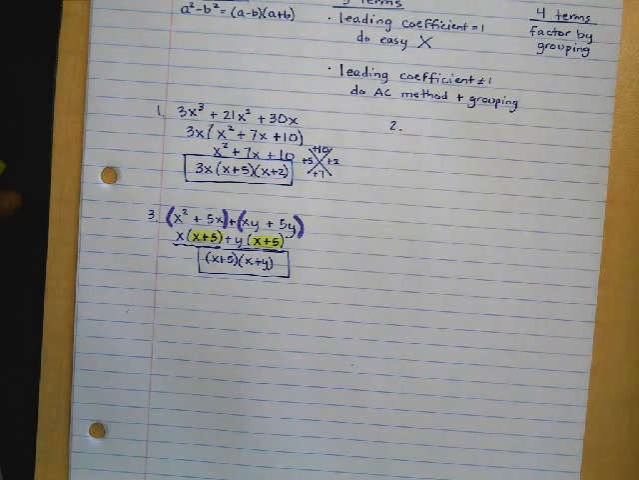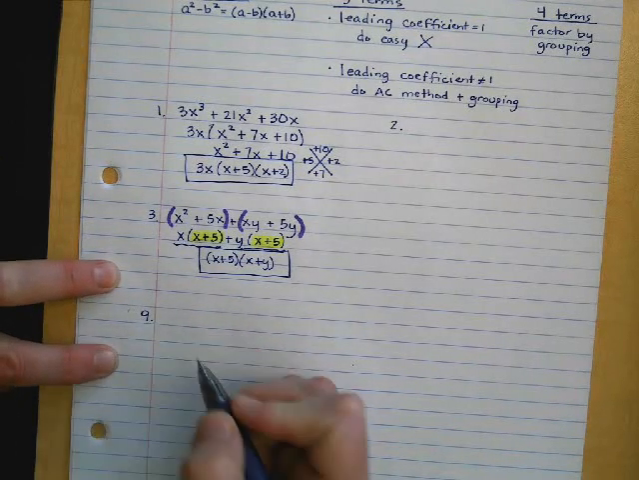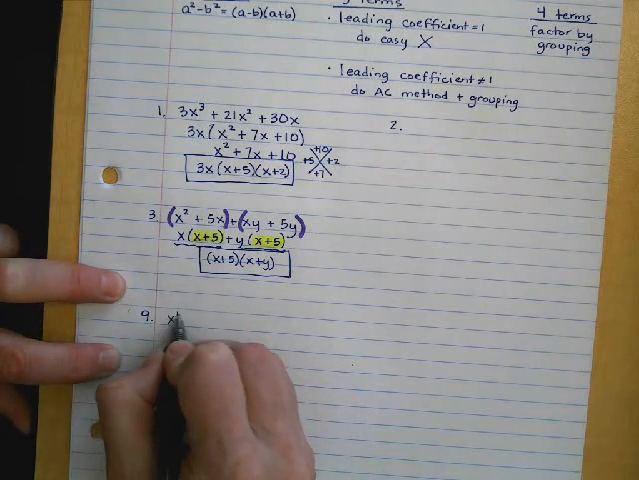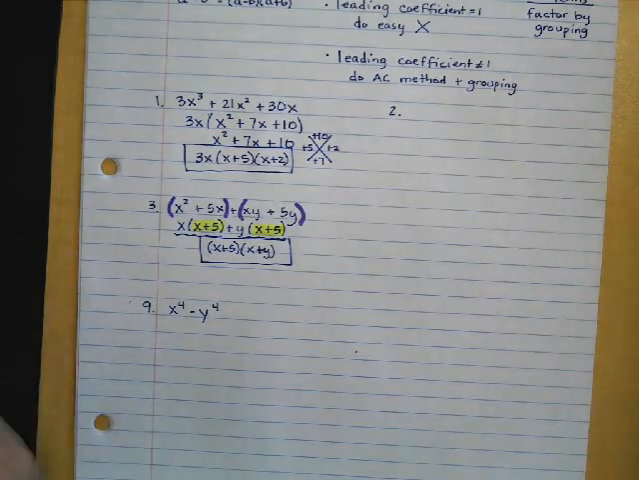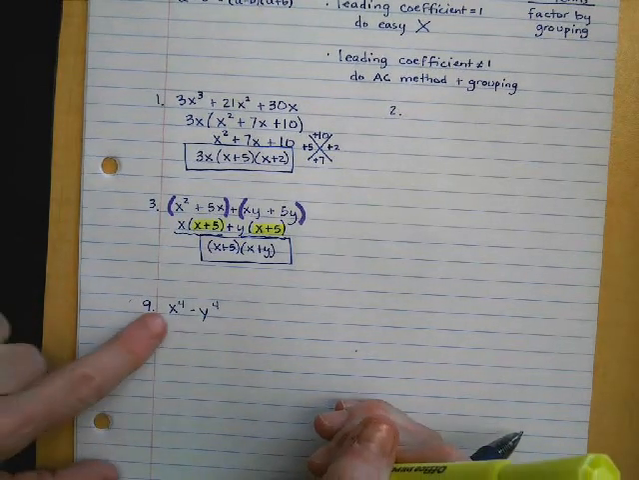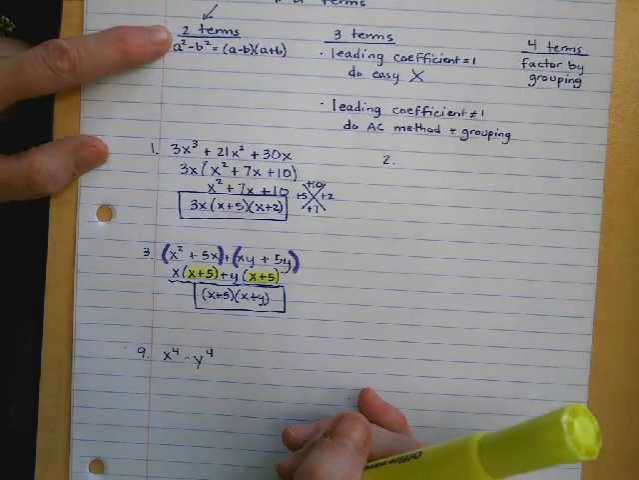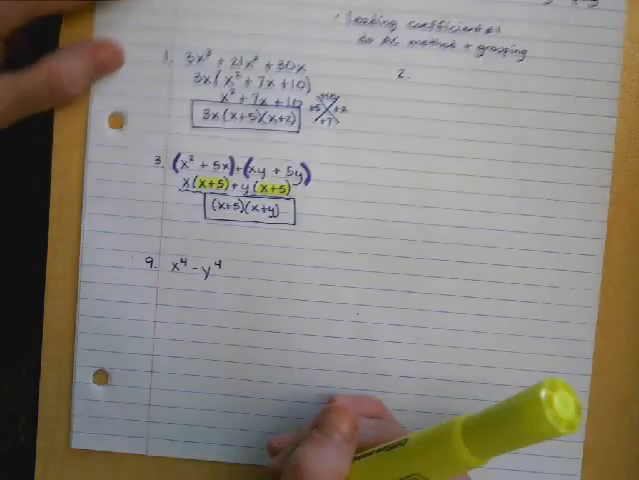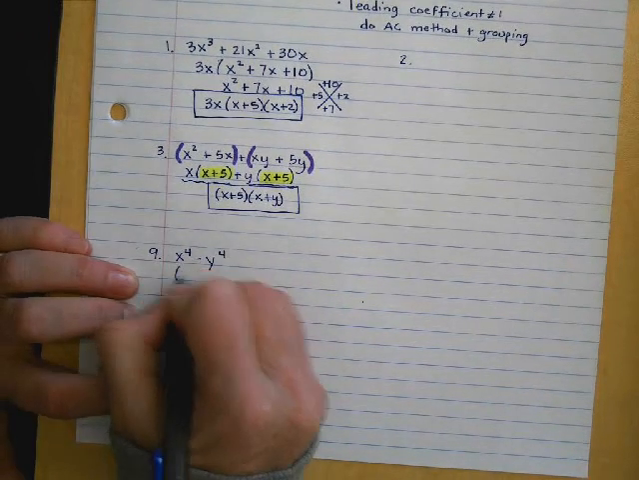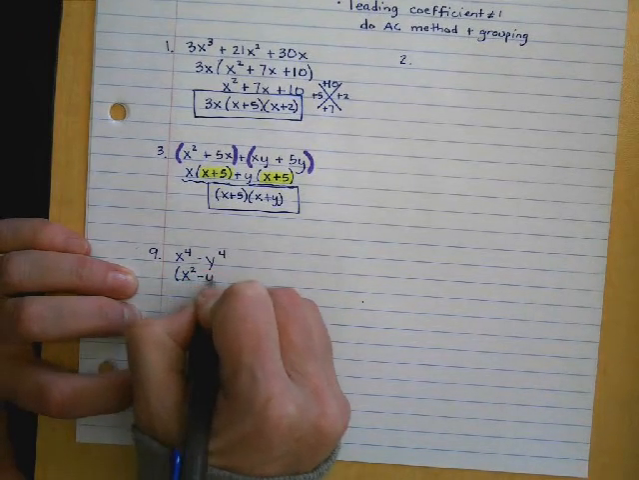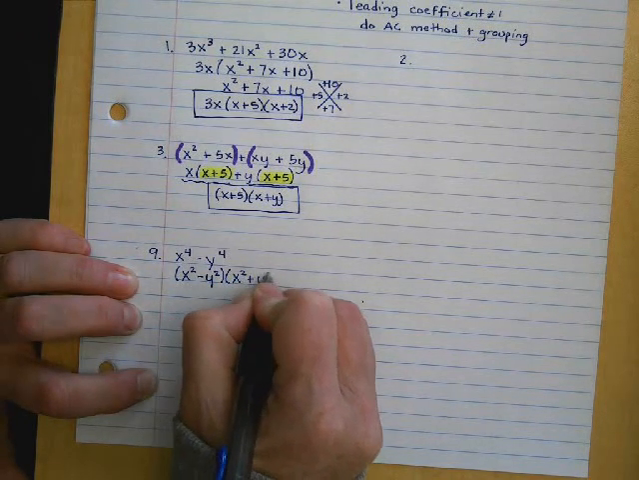Okay, and then I'm going to go up to number 9. Okay, so this one's a little bit tricky. x to the 4th minus y to the 4th. Okay, so there's no greatest common factor, and I have two terms. So we said for now, if you have two terms, it has to be the difference of squares. And these are perfect squares. It's just a matter of getting used to them. So this is going to be x squared minus y squared times x squared plus y squared.